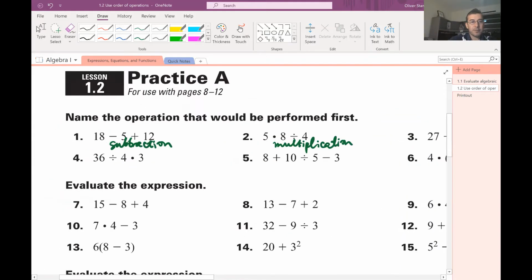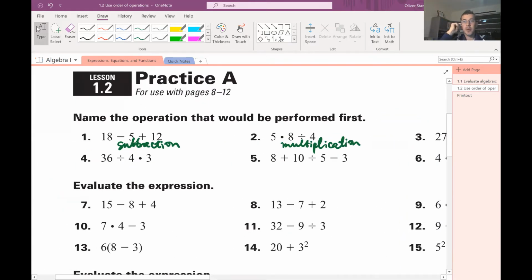Number 4, we have division and multiplication. So these are done left to right. So we do division. Division would be the first operation. Number 5, we have addition, subtraction, and division. So division would be done first.